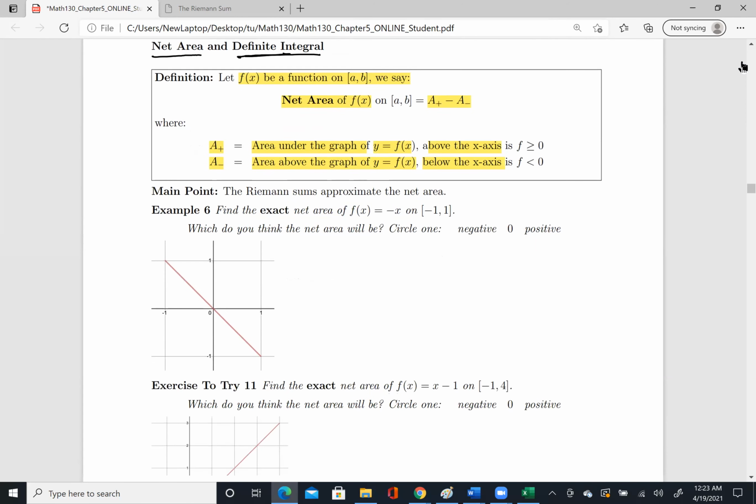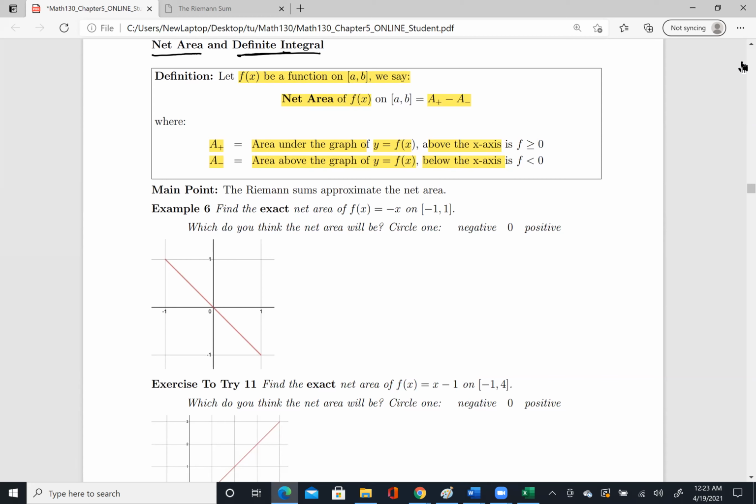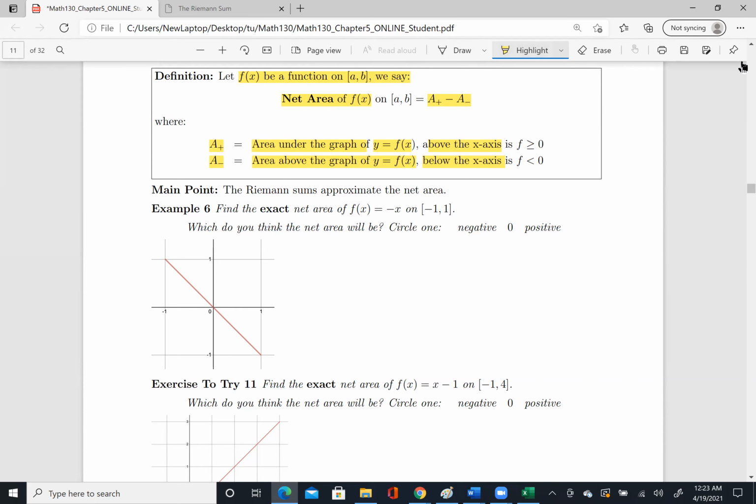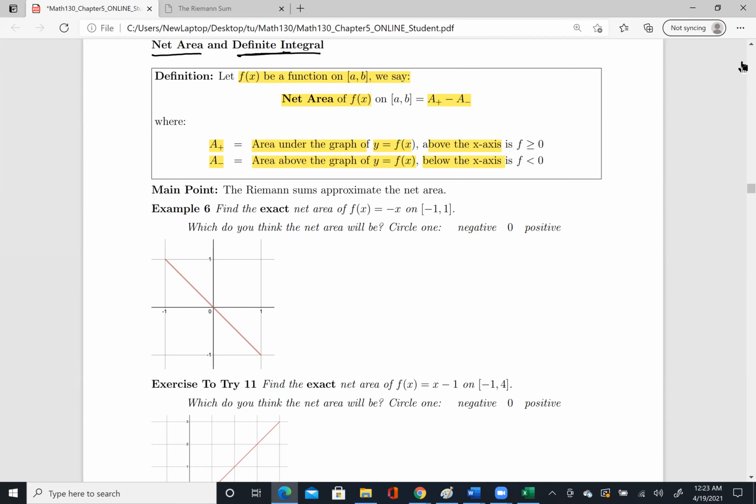So we have the midpoint. The Riemann sums approximate the net area. Remember that the Riemann sum will approximate the net area. Let's have example 6. We're going to find the exact net area of f(x) equals negative x on the interval from -1 to 1.